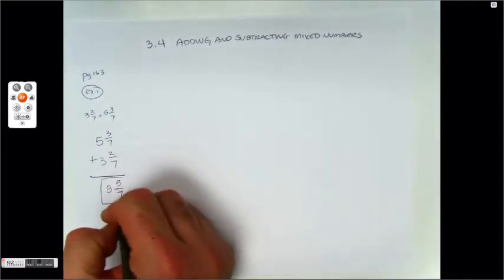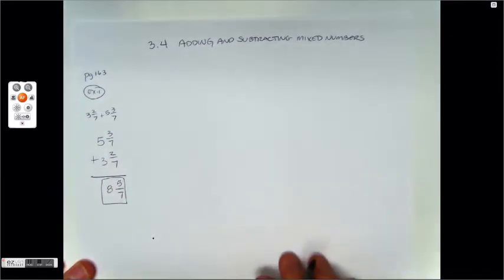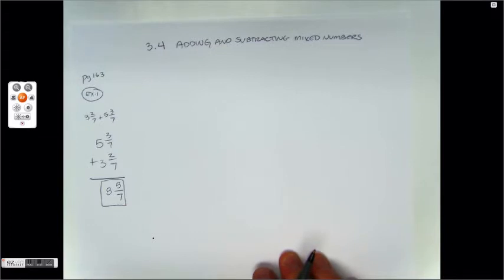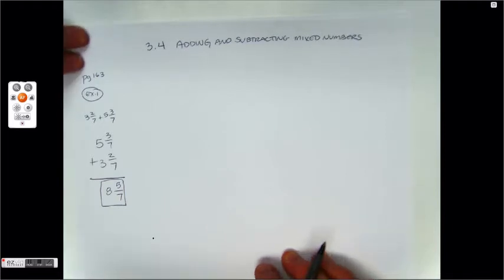So this is how I want you to start doing addition and subtraction of mixed numbers. Do the fractional piece first, which we have a lot of work with in Chapter 2, and then the whole number piece, which we've had from Chapter 1. So when you put them together, this makes it much more efficient.